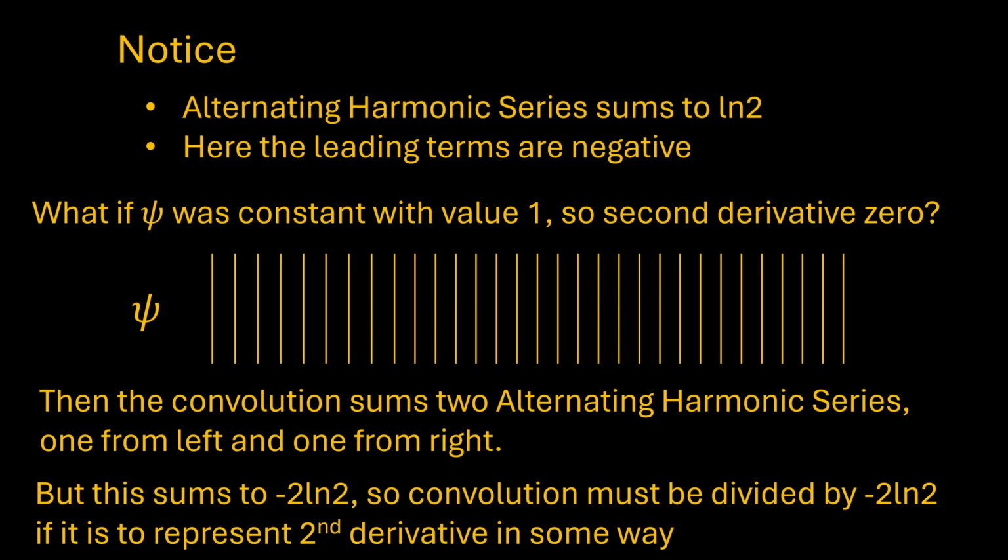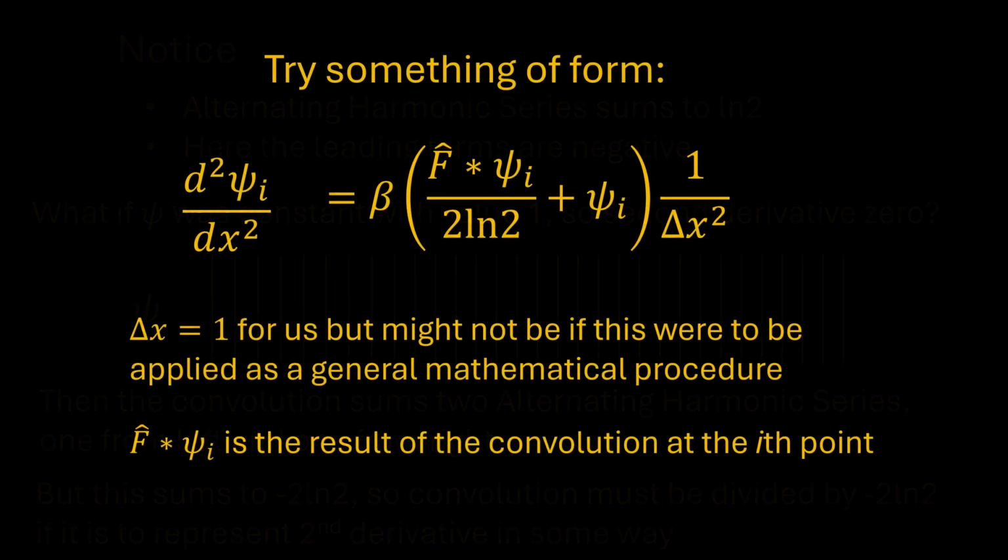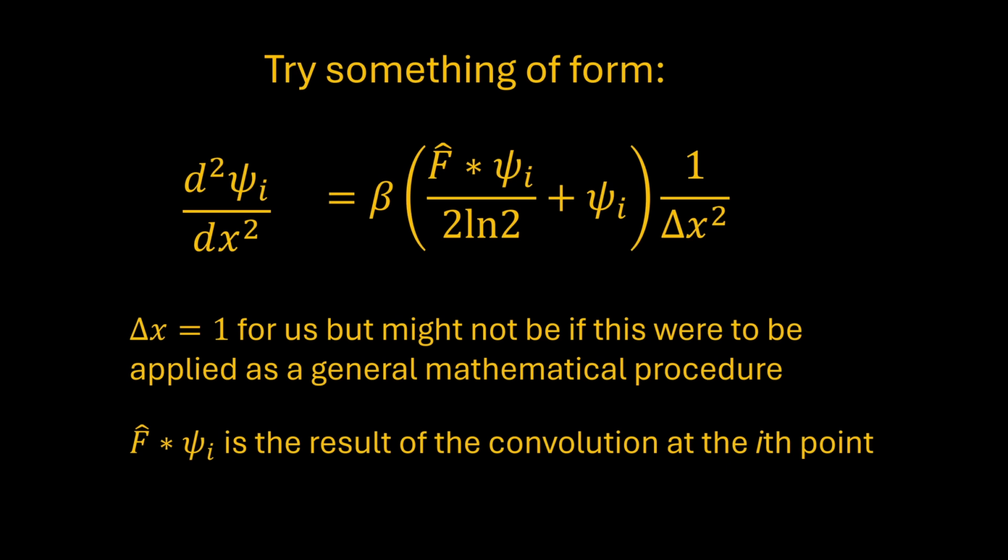So we can use as a trial function for the relationship between the second derivative and the convolution results something of this form. The bracketed term contains the convolved results for the point i, which we've chosen to represent as f hat star psi i divided by 2 ln2. We know that the convolution term will be negative 2 ln2 for this particular situation, meaning that the bracketed term will be 0, which in turn means that the second differential there will also be 0, which is what we want.